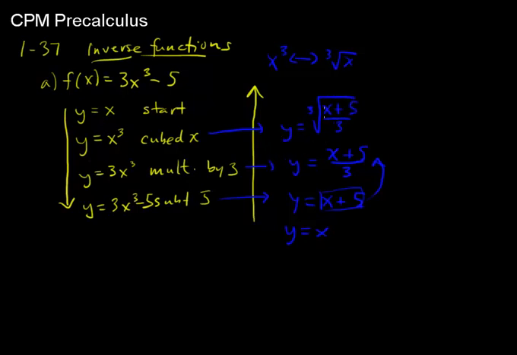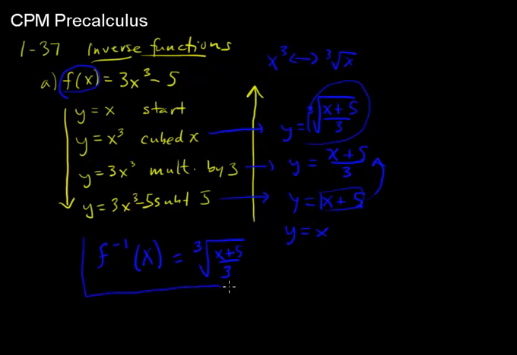Okay, so this is our final product because we're now back at the beginning. So remember f of x is what we're given, so our inverse function is going to be f to the minus 1 of x. And that does not mean to the negative 1 power, it's just the inverse. It's equal to the cube root of x plus 5 over 3. So this is for part A.